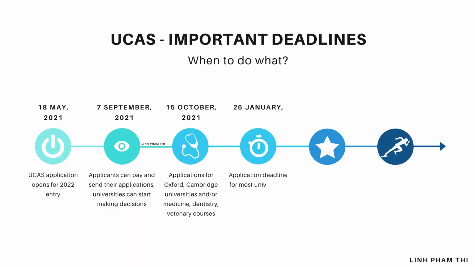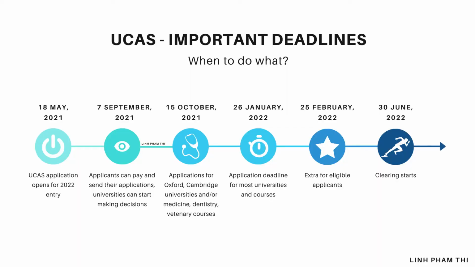And then the 26th of January 2022 is when all of the applications will be closed. So essentially, this is the deadline for you if you're not planning on applying to Oxford, Cambridge, or to do medicine, veterinary courses, dentistry, or something similar to that. And then after you've submitted your application, you are only waiting for all of the decisions to roll in, and then you can make your decision as well.